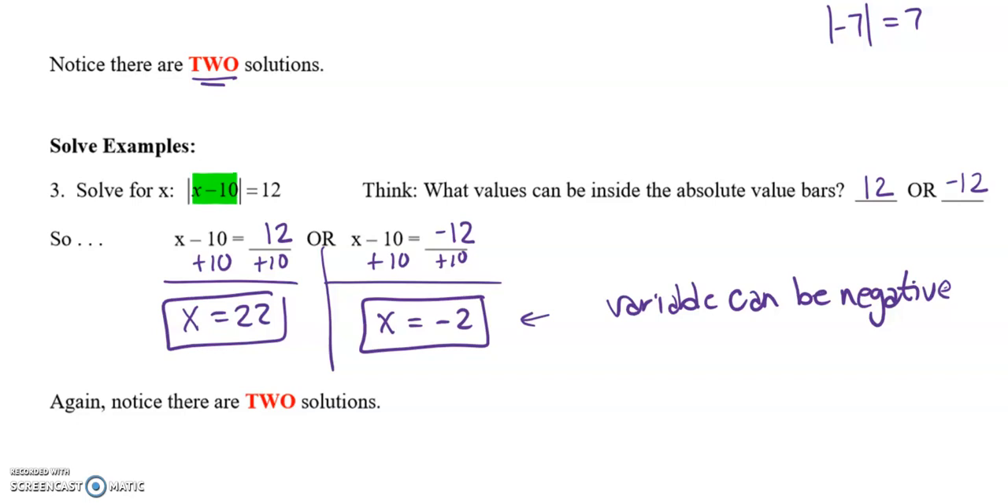Now remember, you can always check your answers. Plug in the negative 2. Negative 2 minus 10 is equal to negative 12. The absolute value of negative 12 is a positive 12. Whoop, whoop. It works. Okay? Again, notice there are two solutions, x equals 22 or x equals negative 2.